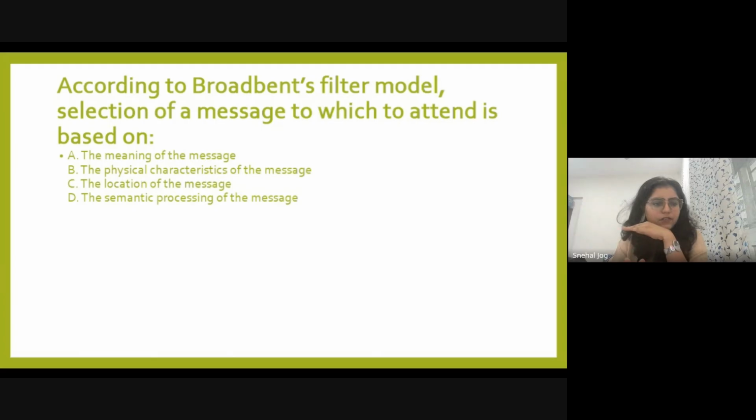We are not going into the meaning. We are not going into the semantics. We are not going to the location. We're not even talking about the acoustic or auditory nature of the stimulus. It is strictly physical characteristics of the message. Very good. All right. Now, moving on.